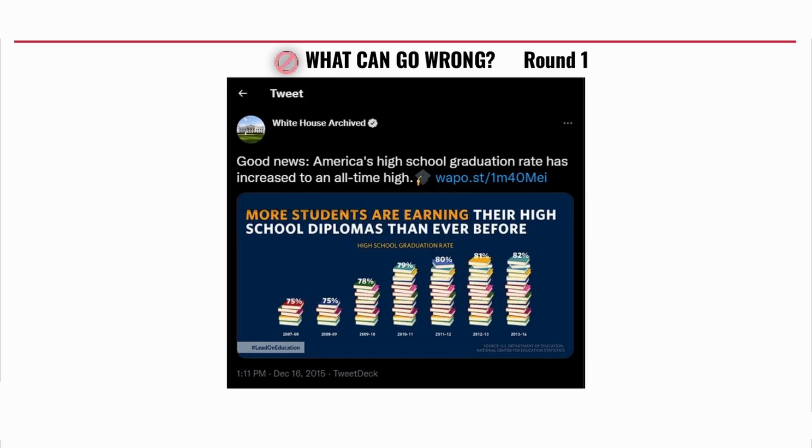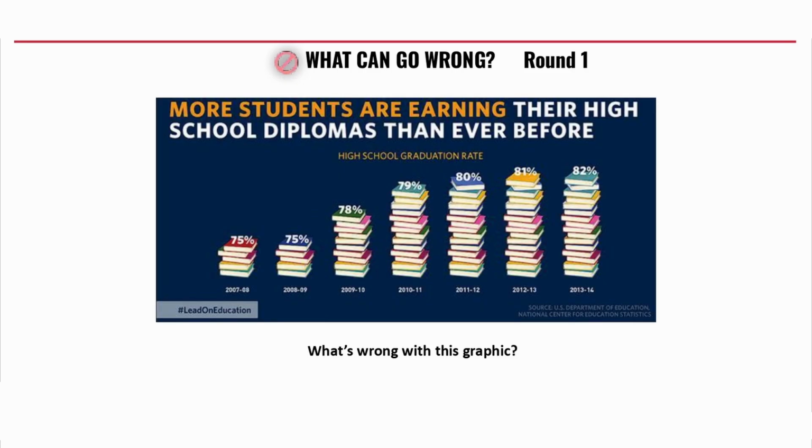This very first graph came from Twitter and the White House on December 16th in 2015, so not terribly old, but not super recent. And this graph was supposed to show that more students are earning their high school diplomas than ever before. Now, as a staunch advocate of education, I'm thrilled to see this. I love the headline, I love the point of this, but the graph, not so much. Number one, we've talked about how when you see pictures instead of bars, that should raise a red flag, because getting the scale right can be extremely tough.